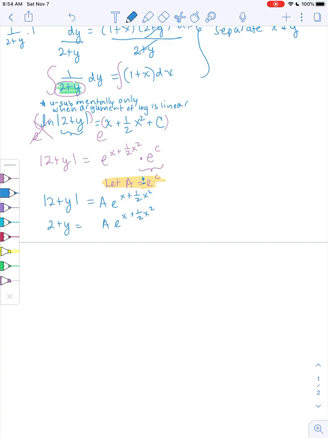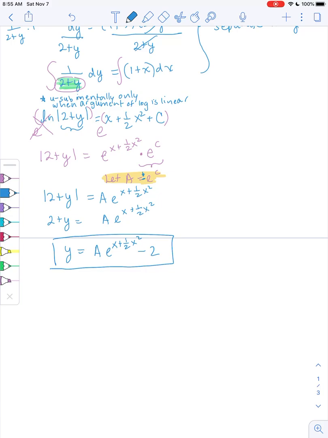So just to clean up our expression a little bit. And lastly, we're going to subtract the 2 over to the other side. So y equals some constant a, e to the x plus 1/2 x squared, and then minus 2. That would be our general solution.